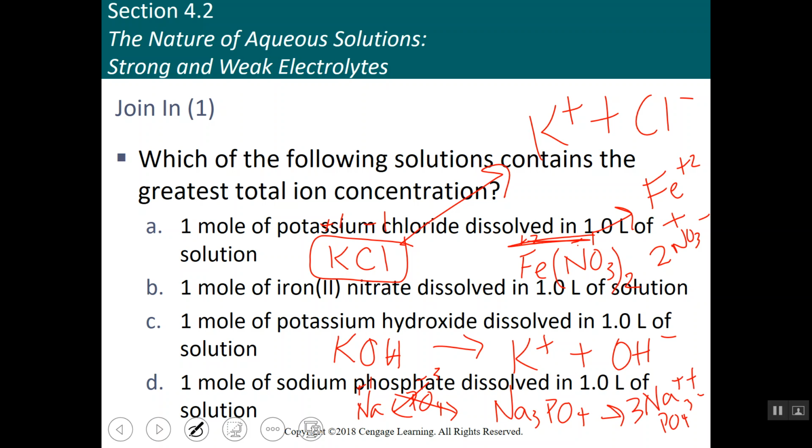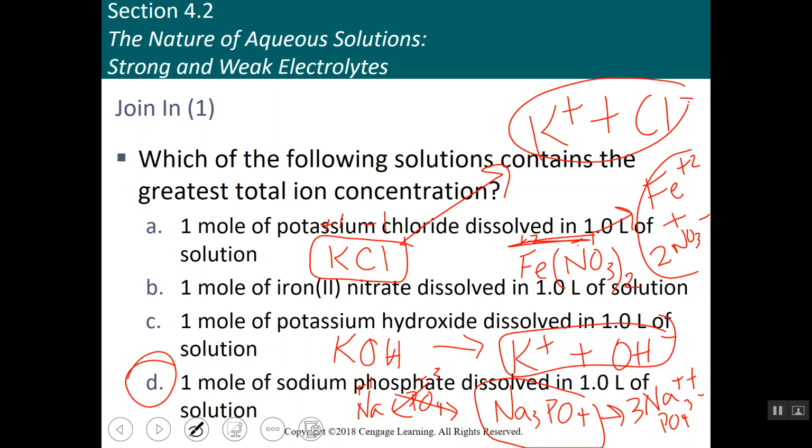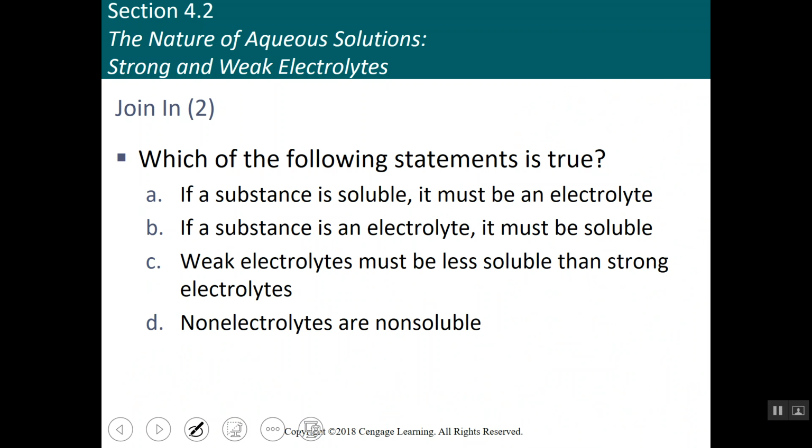So the answer to this question is D, because when we break this apart, we get a total of 4 ions on the right-hand side. This one we get 2. This one we get 3, and then this one we also get 2. So the correct choice on this one is answer choice D.